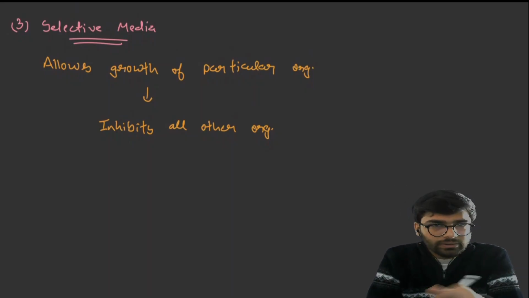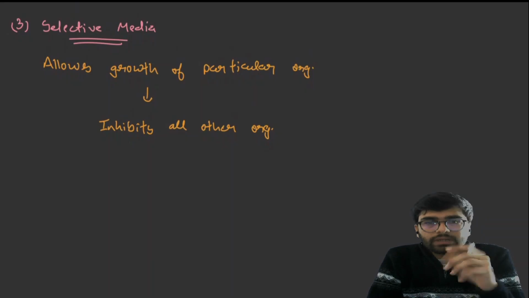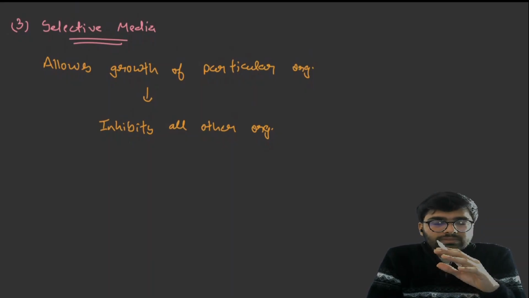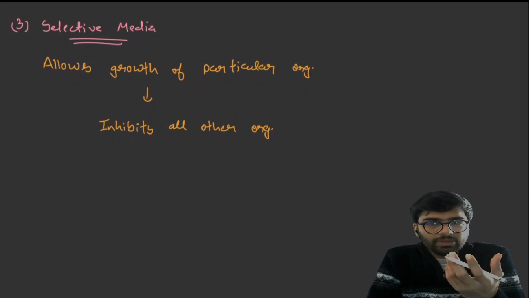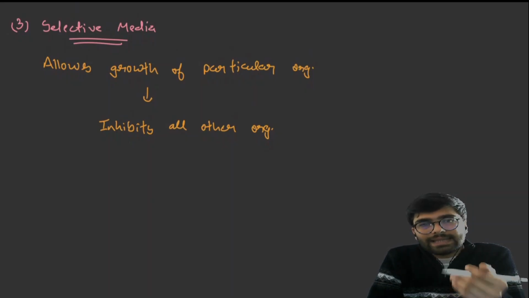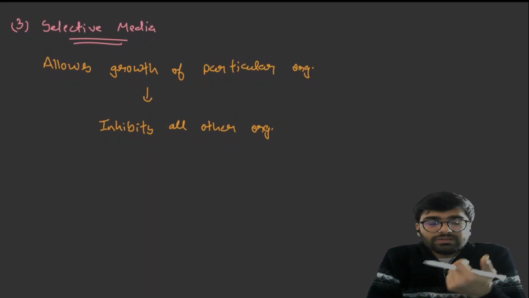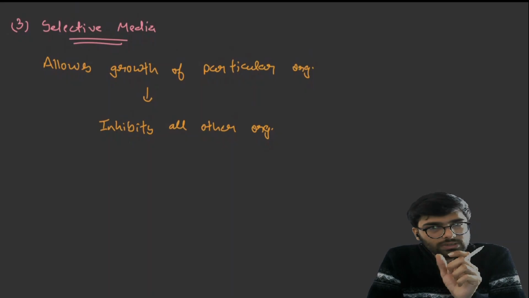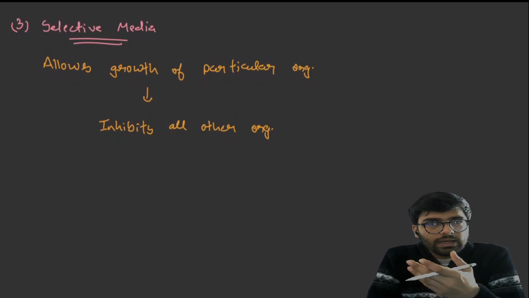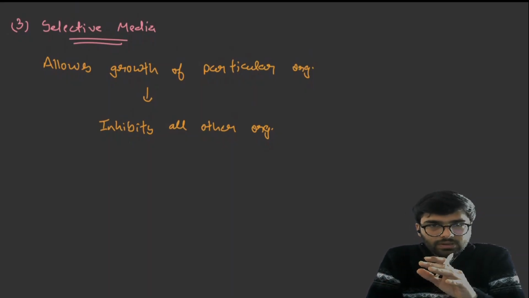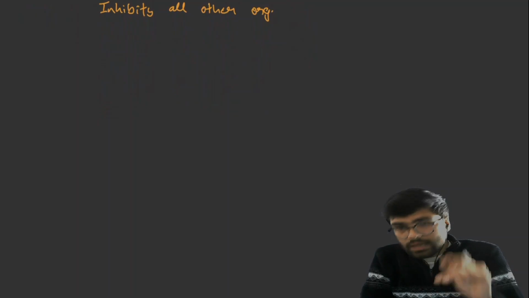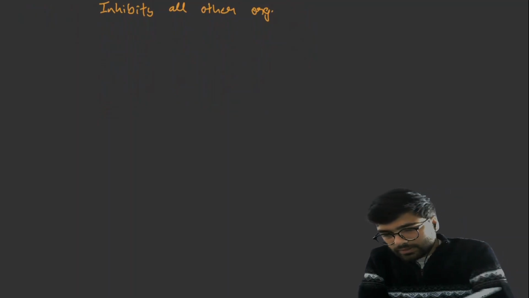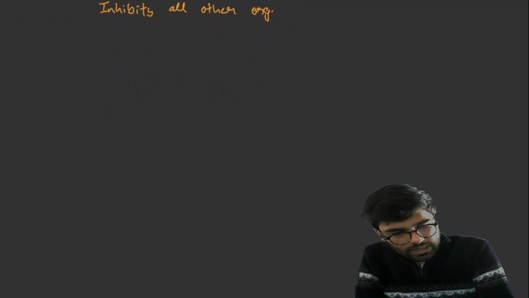So this is what I've written here. Now, as I've said in enriched media, we add some extra nutrient to the simple media. In the same way, in selective media, we have a thing called a selective agent. When added to the media, we have growth of a particular organism and inhibition of all the rest. Let me make a table that will help you understand this better. So we have this thing called selective agent.